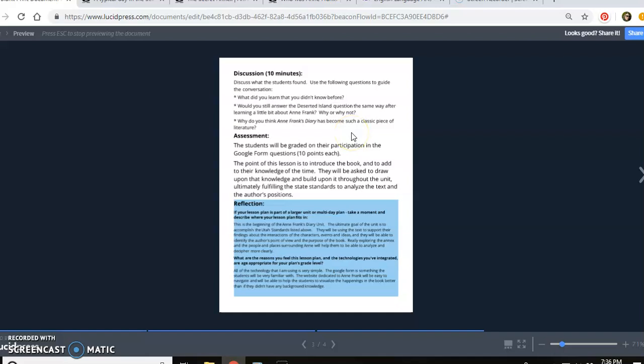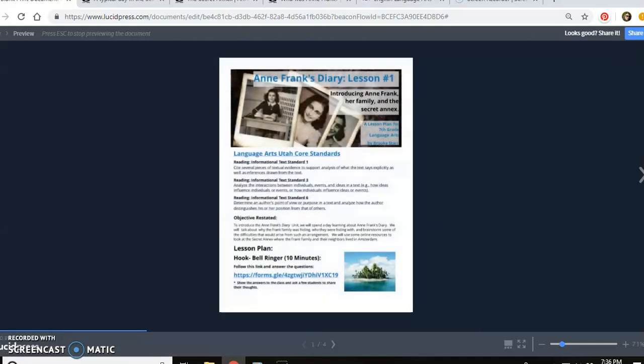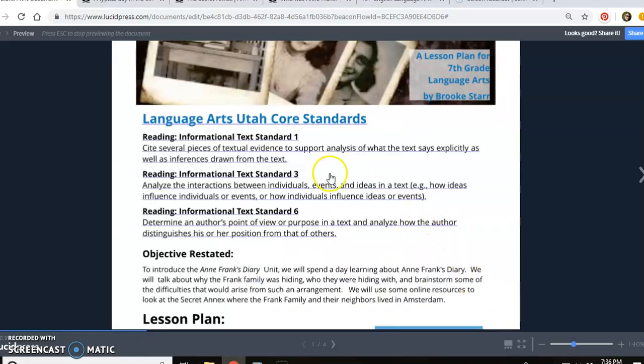As far as grading, they'll be graded for their responses to the Google form. But the biggest point of the lesson is just to introduce them to Anne Frank. According to the standards that we'll be doing, they are going to need to analyze the interactions between the individuals, events, and ideas. And so to help them with that, they're going to learn about the individuals, and then they're going to determine the author's point of view and their purpose in the text. And of course, that's Anne Frank. And so they'll be able to talk about that.